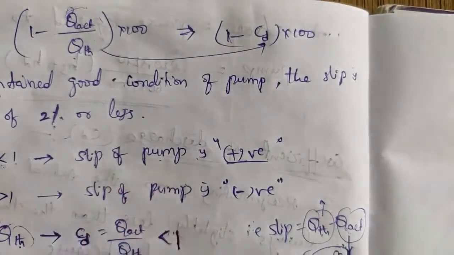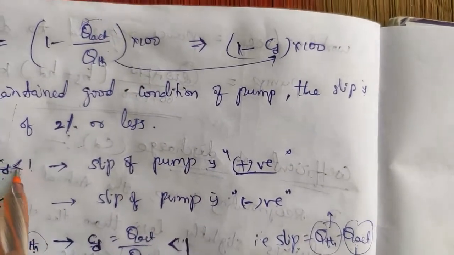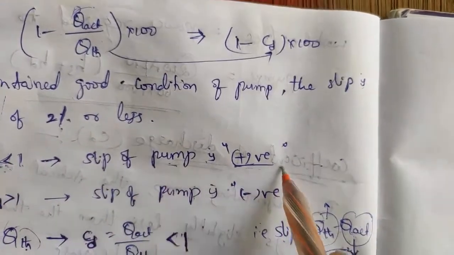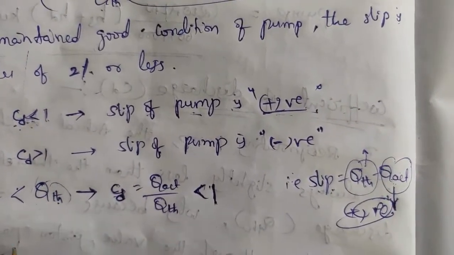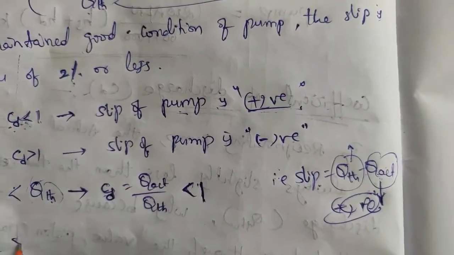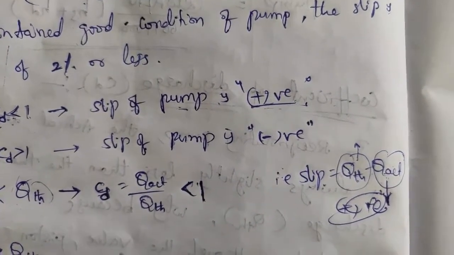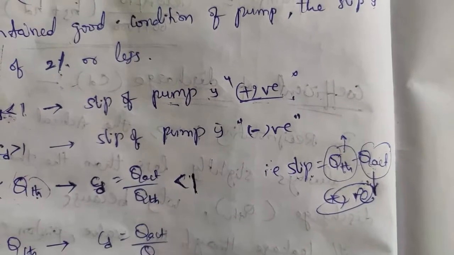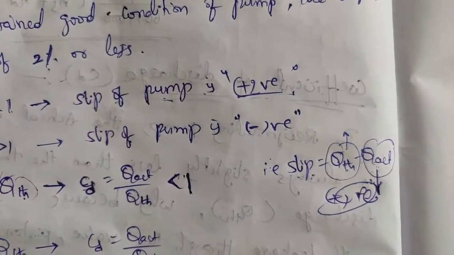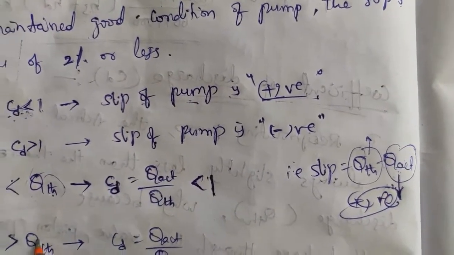So that's why when the coefficient of discharge CD is less than 1, the slip of the pump is positive. But in some cases Q actual is greater than Q theoretical. So Q actual by Q theoretical, the Q actual value, is greater than Q theoretical.